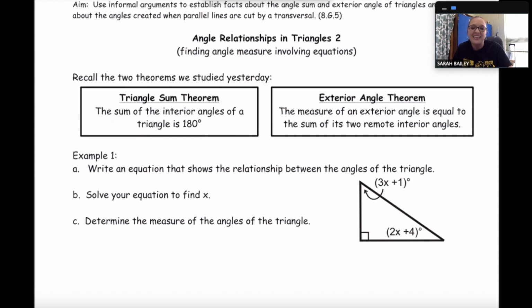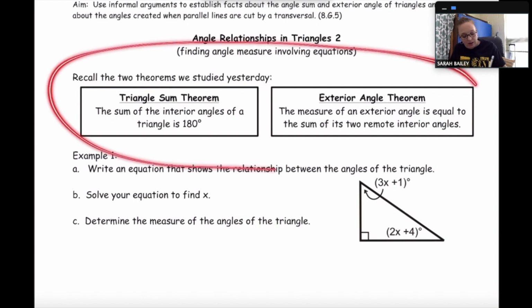Welcome back. In today's lesson, we're going to talk about angle relationships in triangles, but this time we're going to have some equations that we have to use. So before we do that, remember the two different theorems that you've already learned.